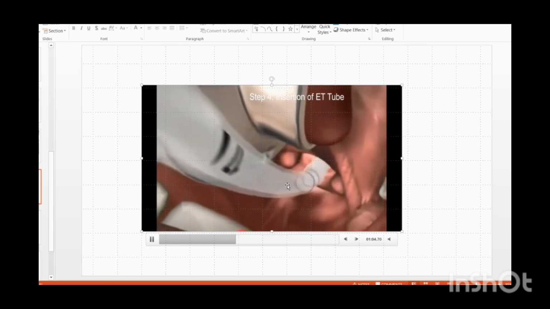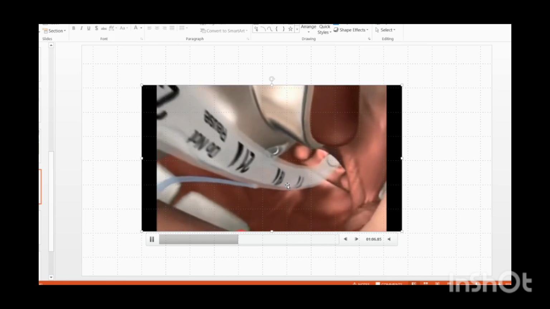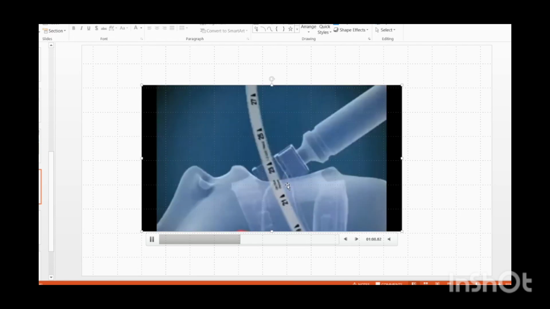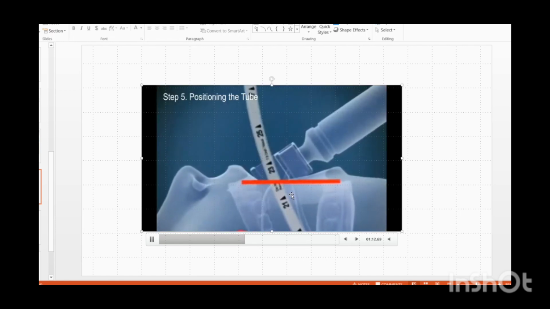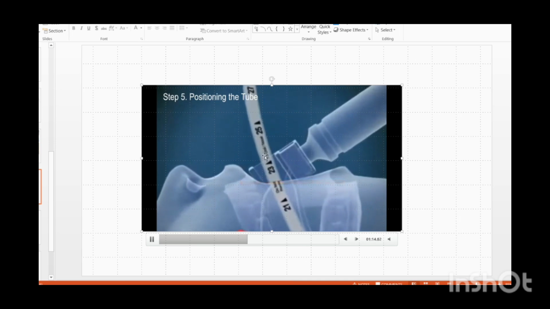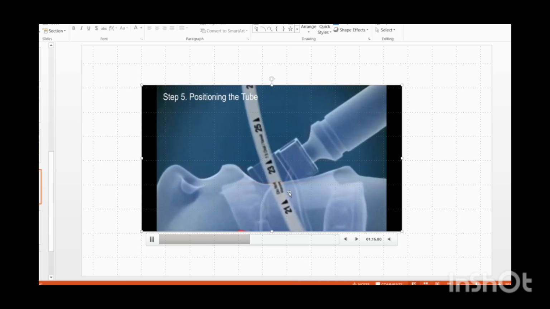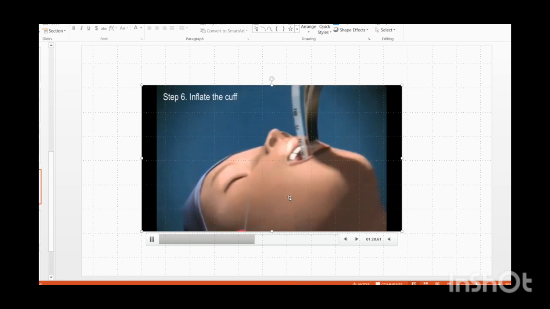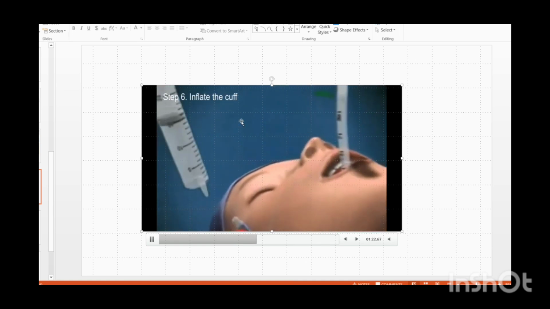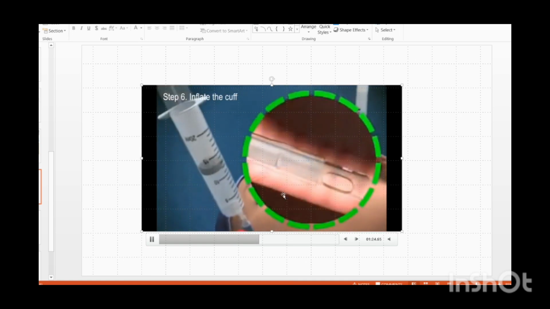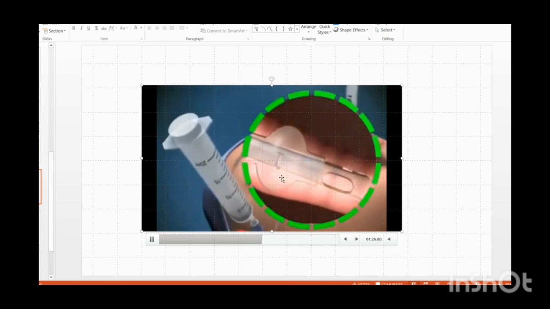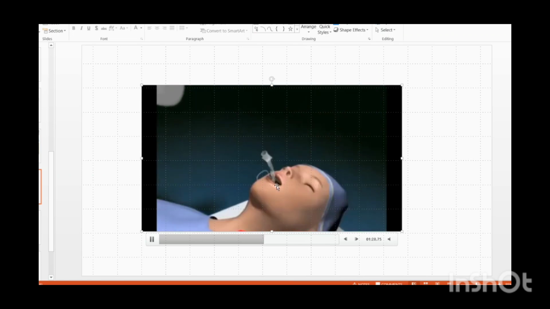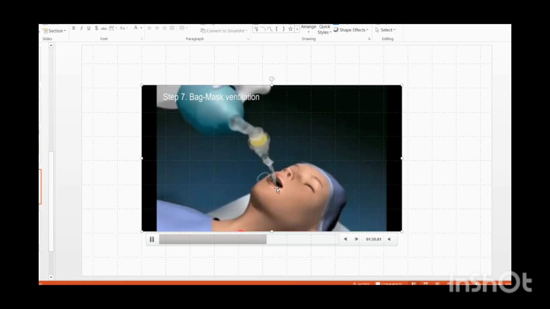Once they insert the ET tube, the next step is they'll position the tube. You can see here 22. This is 21, this is 23. Middle is 22. Next is inflate the cuff. They'll inflate the cuff so that the cuff will hold the tube in the tracheal region. There is no displacement after inflating.